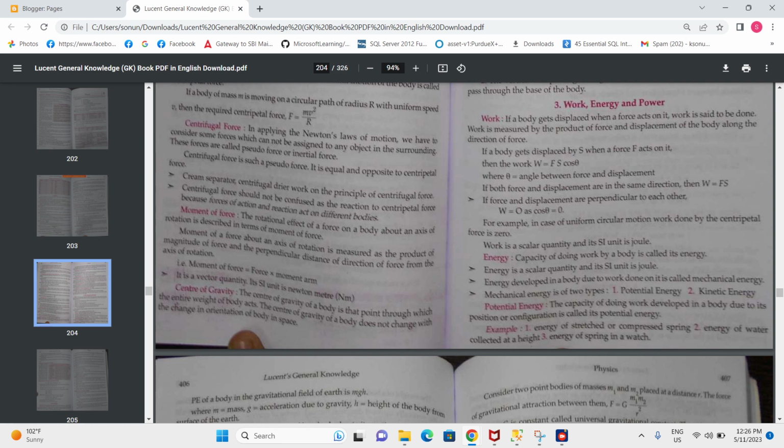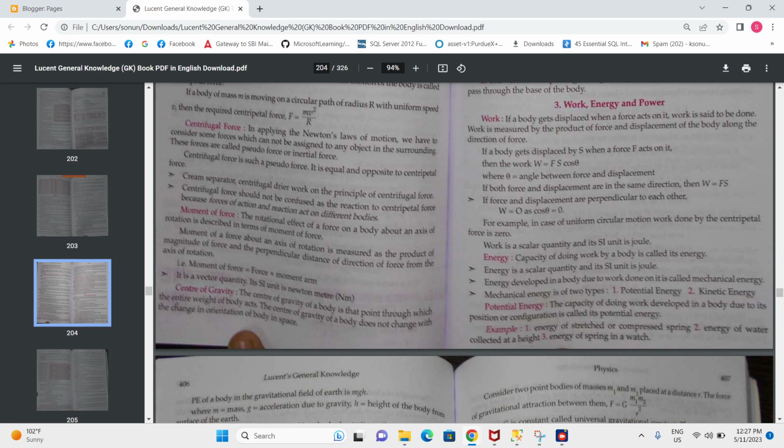Now, centrifugal force. This is one of the important things. In applying Newton's laws of motion, we have to consider some forces which cannot be assigned to any object in the surrounding. These forces are called pseudo force. There are some forces that do not apply on any object, but still that force exists. That force we call pseudo force. Centrifugal force is such a pseudo force. It is equal and opposite to centripetal force.